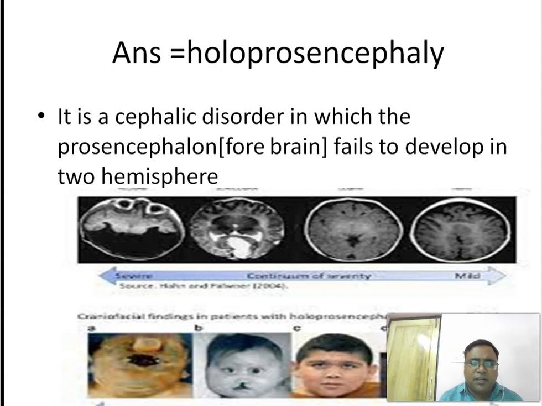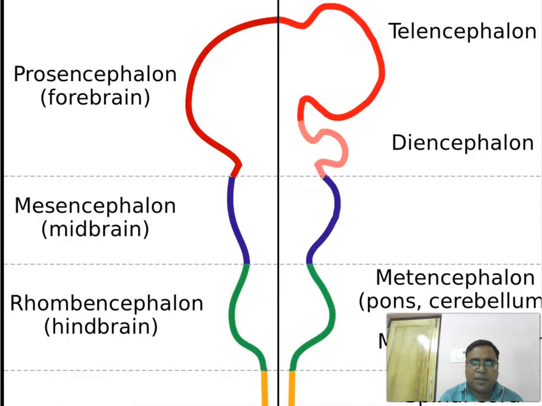Holoprosencephaly is a cephalic disorder in which the prosencephalon, that is the forebrain, fails to develop into two hemispheres. These are the classical clinical findings we can get in holoprosencephaly. The forebrain fails to divide between the two hemispheres, and that is known as holoprosencephaly. That is a separate entity that is not coming under neural tube defects.